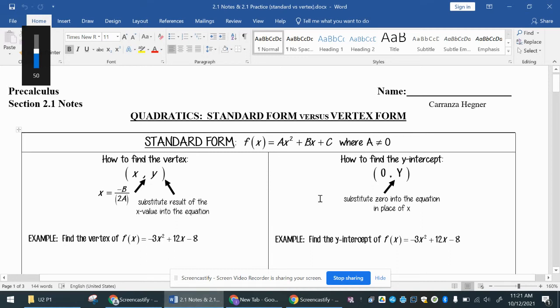Hey guys, welcome to Pre-Calc Lesson 2.1, review of quadratics that are in standard form versus vertex form. Okay, so we have been graphing most parabolas from vertex form.